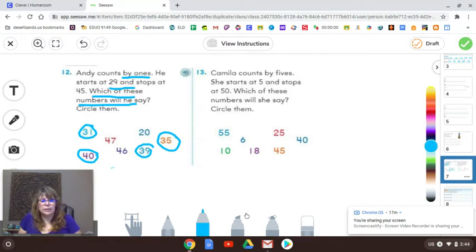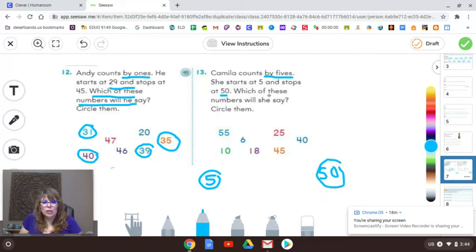Okay, now let's see the next problem to see if it's asking for the same thing or similar. It says Camilla counts by fives. Oh, so now I'm counting by fives. So that's good to know that the rule is going to be counting by fives. Now she starts at 5, so I'm going to start at 5 right here. That's where she starts. And then she stops at 50. So she's going to stop at 50. I'm going to write 50 because that's where I'm going to stop.